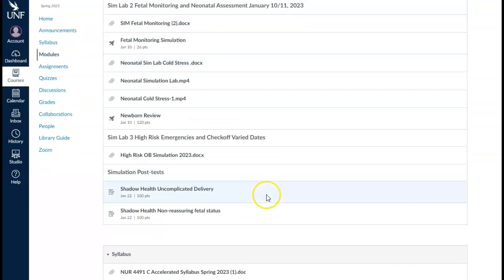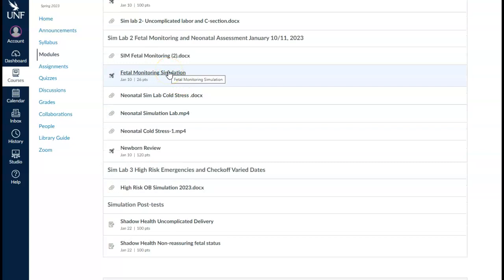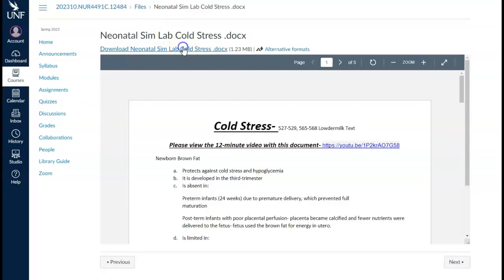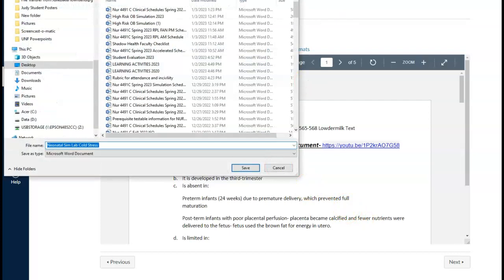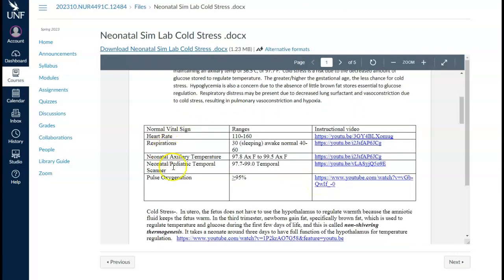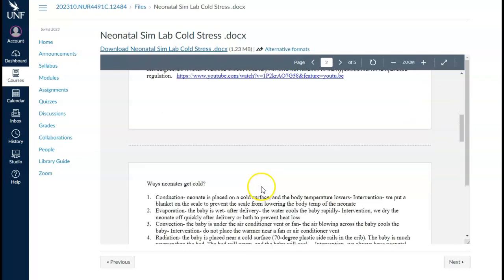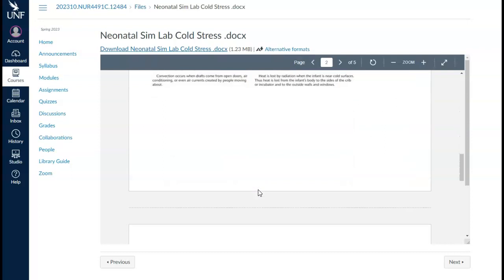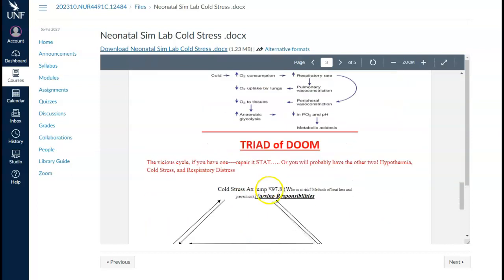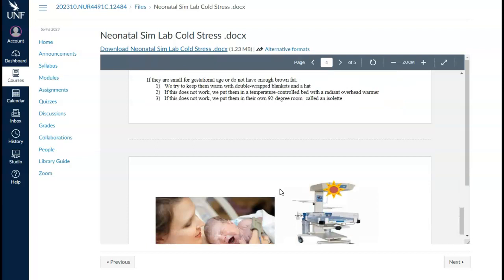And then later, so I'm going to do this one. This one is the cold stress. So I'm going to do fetal monitoring, and I'm also going to do neonatal cold stress. I want you to make sure that you look at this document right here, and you look at what these vital signs are supposed to be, because you're going to have a quiz in the actual simulation. We make you do a quiz to help you memorize a little bit of this. But here are the questions.